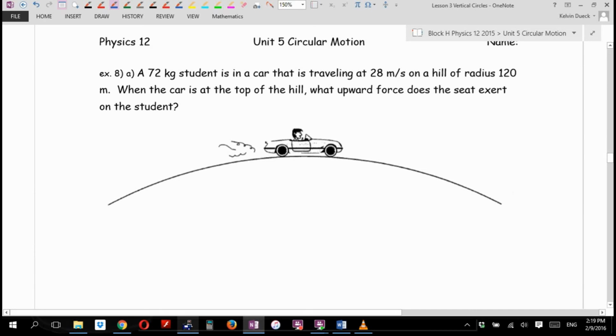Now we can start to look at when a car will leave the ground going over a curved ramp. Not a ramp that's curved this way, like just taking off a straight line, but when will it go fast enough? Oh, let's find out. A 72-kilogram student is in a car that's traveling at 28 meters per second.